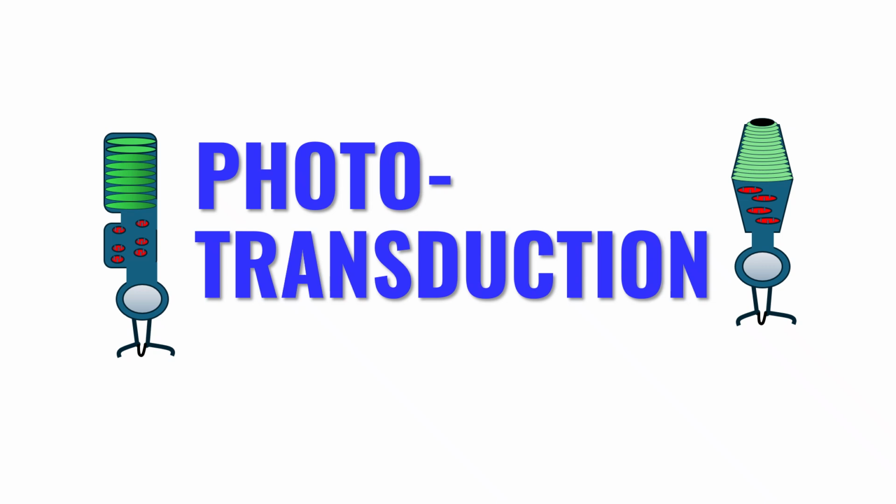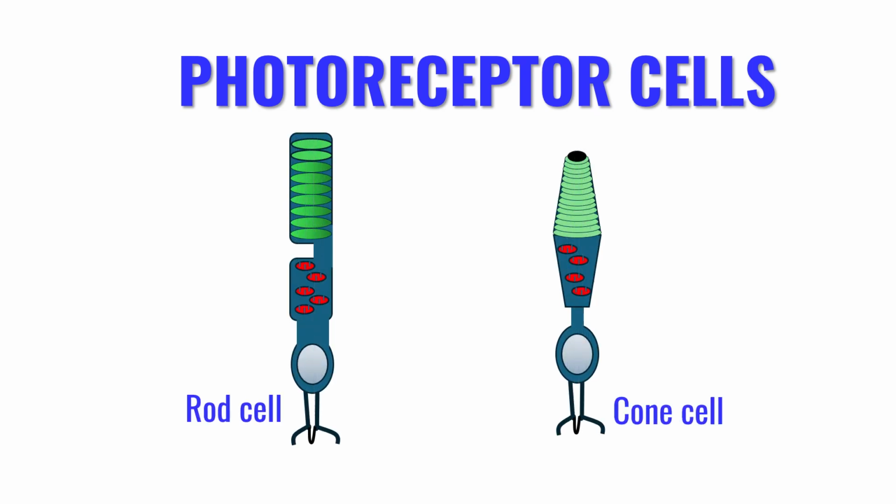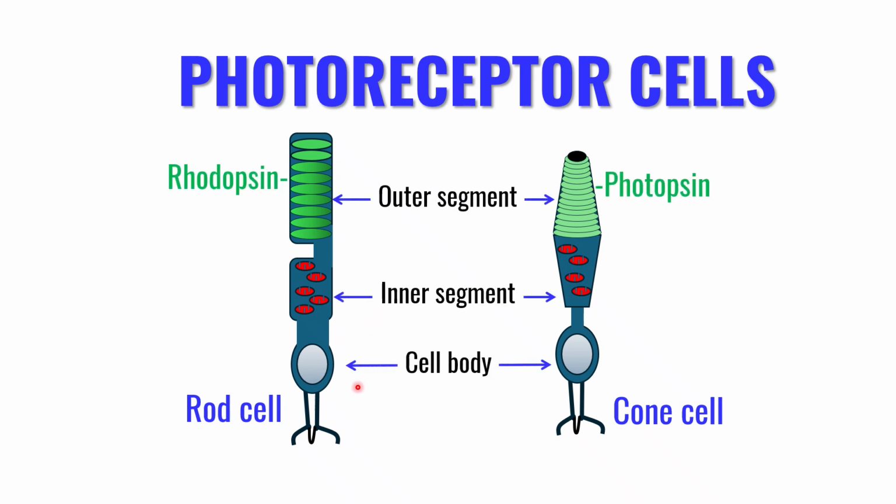Since the rod and cone cells of the retina play critical roles in this process, let us discuss the essential features of these cells in the next slide. So photoreceptor cells are very important. They are of two types, rod cells and cone cells. They have distinct regions such as outer segment, inner segment, cell body and synaptic body. So they are kind of neuronal cells.